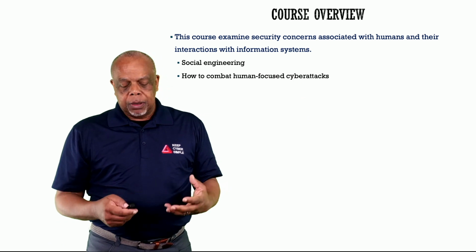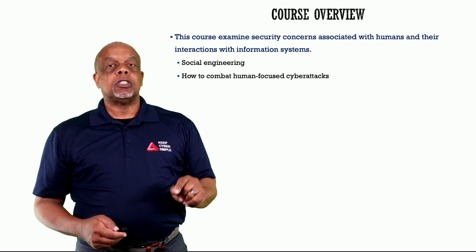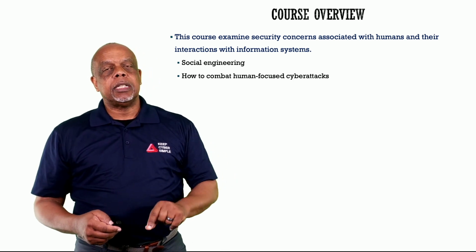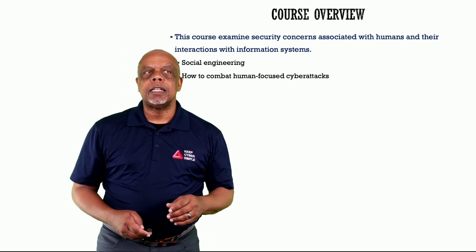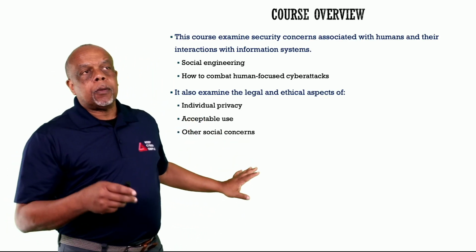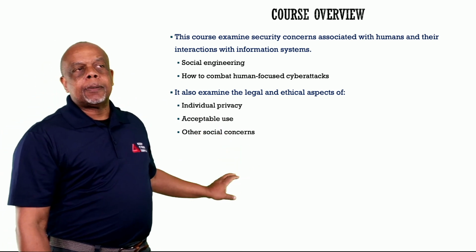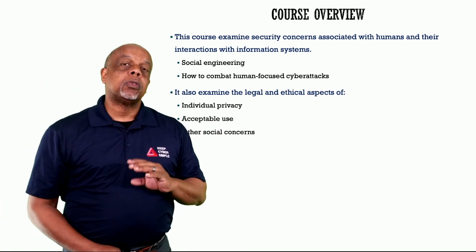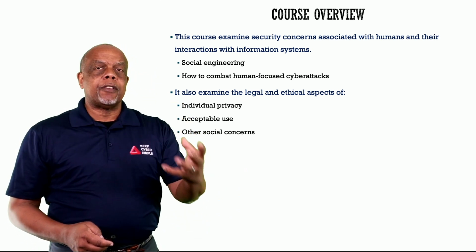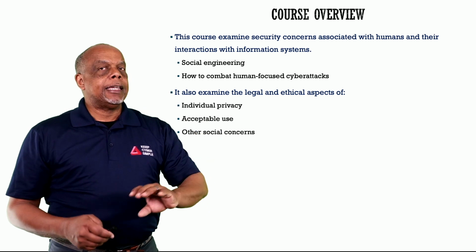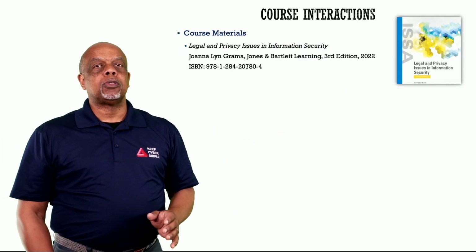Many times, that's how companies and businesses get exploited: someone clicked on a link, or someone gave out too much information over a phone call or something of that nature. Also, when we look at the legal and ethical aspects, we're going to talk about individual privacy, acceptable use, and some of the other social concerns associated with our privacy and our information out there in this cyberspace environment. And trust me, there's a lot of personal information out there.